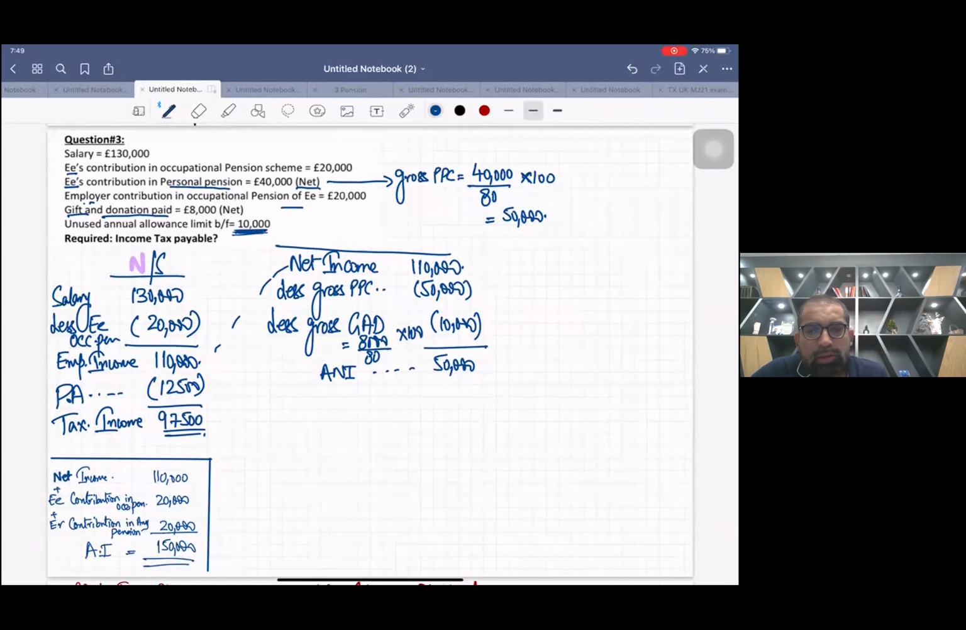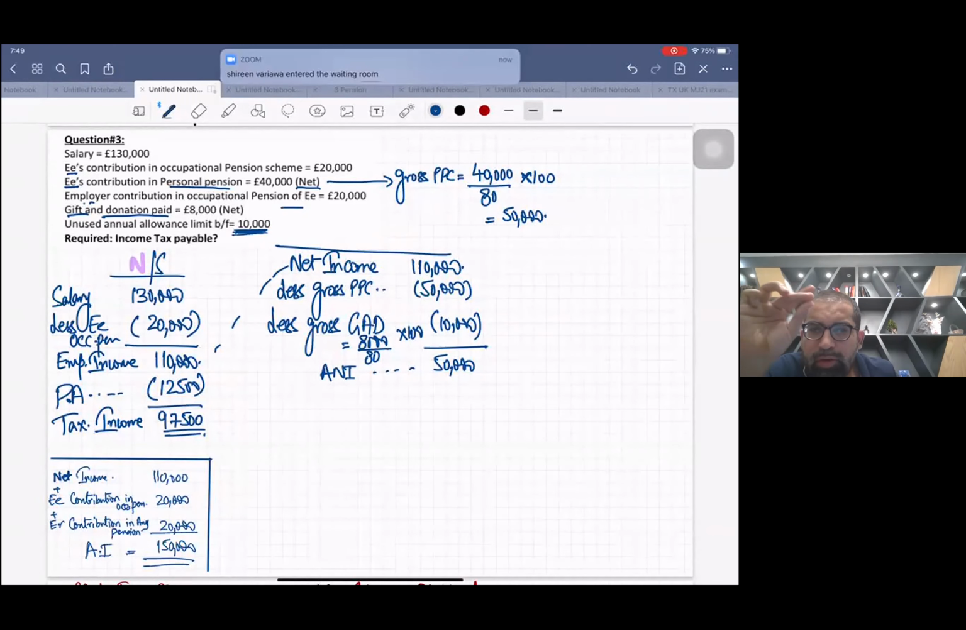Okay, now the next step is let's do tax computation. But before we do tax computation, let's do some return working. I'm sure you know the return working. ANI is very simple. ANI is basically total net income less gross gift aid and gross PPC. See, it's very simple. It's the old working.